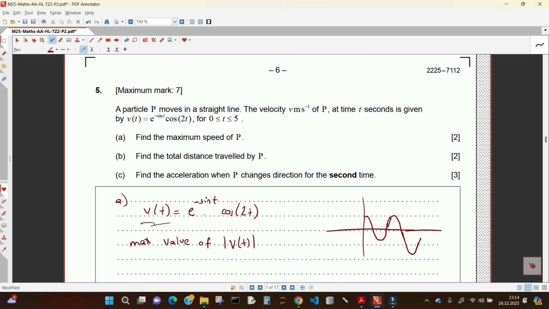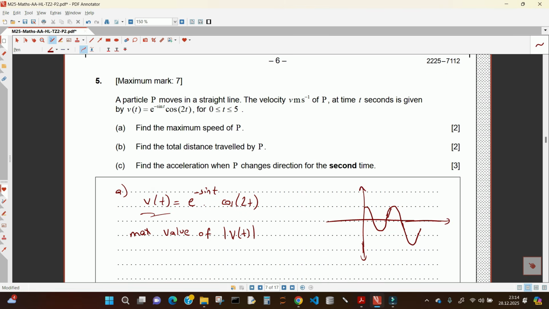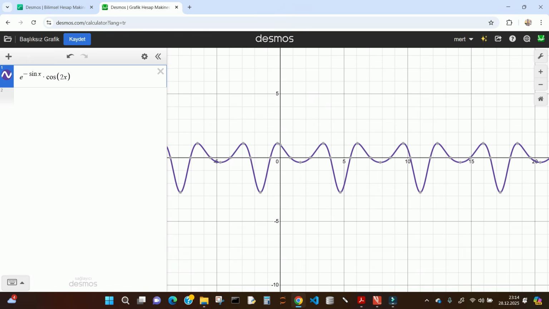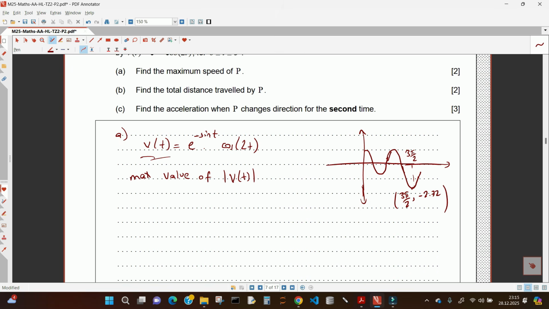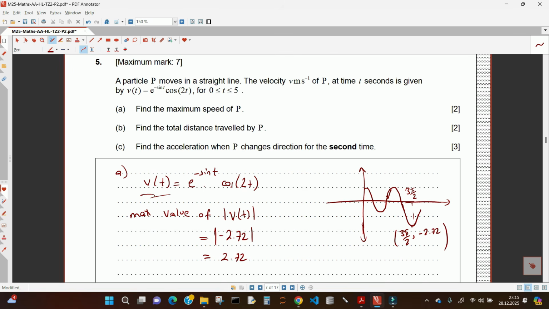As you see from the graph, we're going to check on this point. This is going to be the maximum of the absolute value, at 3 pi over 2 minus 2.72. In this case, the maximum value of this function will be the absolute value of the number, which gives us 2.72. At the second question, find the total distance traveled by P.